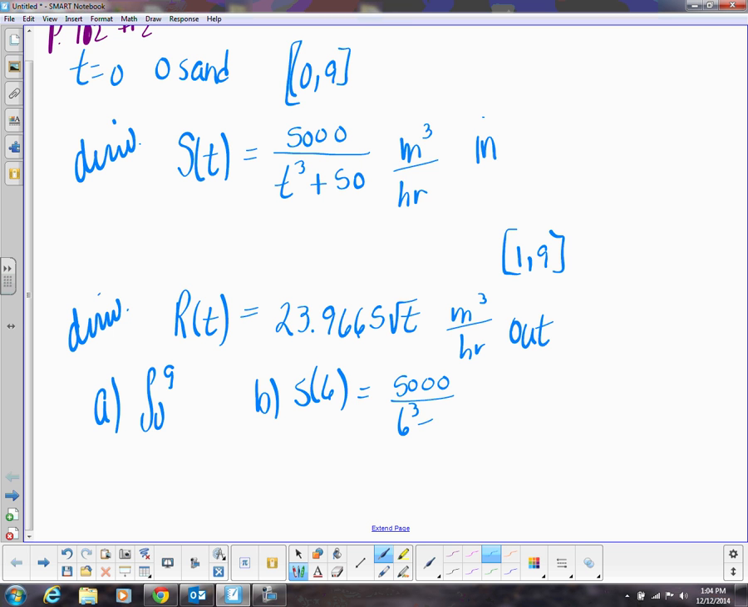So we have 6 cubed plus 50. And when you substitute 6 in, you will get 18.7969, so I'm going to make that 7. And if I put 6 into R, that's going to be 23.9665 square root of 6. And that is 58.705.